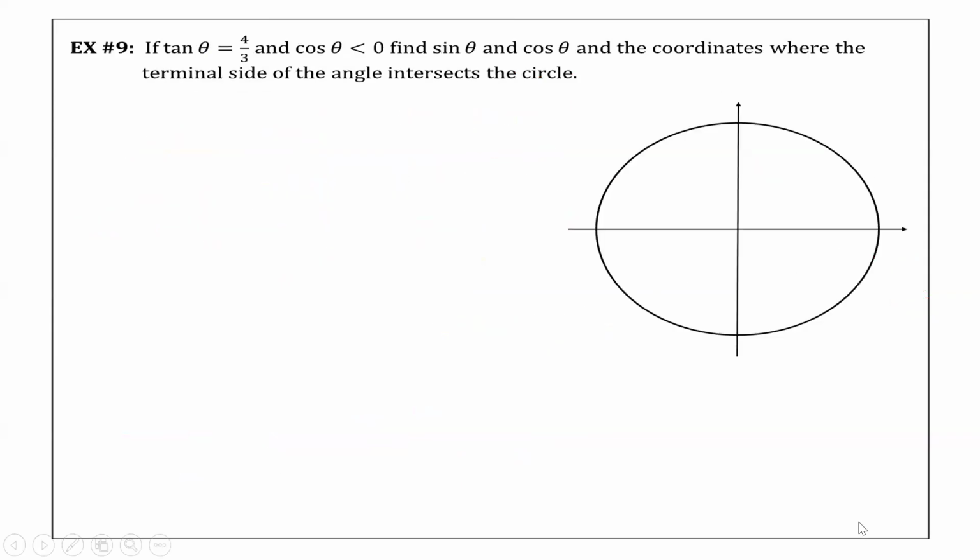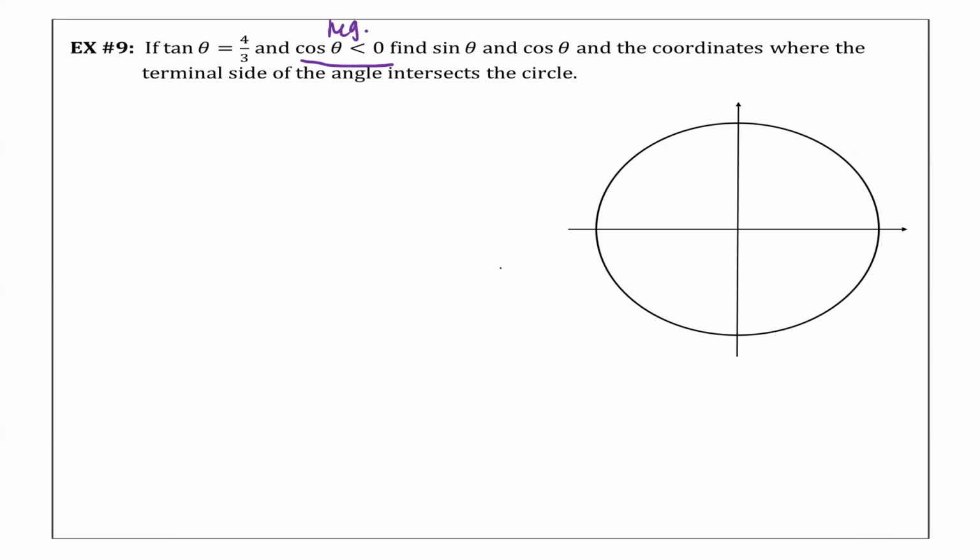All right, number 9. We're now having more restrictions on when we are evaluating. It says that tan theta is 4/3, cosine theta is less than 0. Find the sine theta and cosine theta and the coordinates where the terminal side of the angle intersects. So we have to determine where things are positive and negative. Cosine theta being less than 0 means we're looking for a negative cosine.